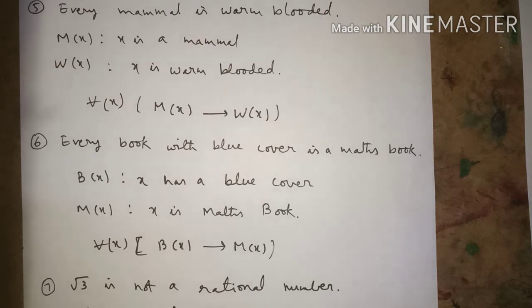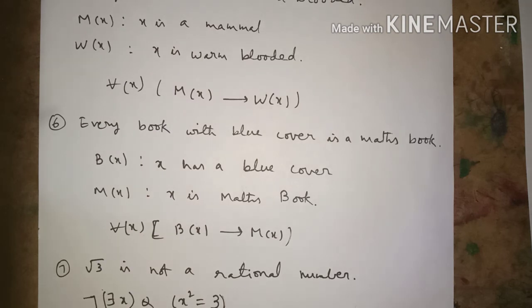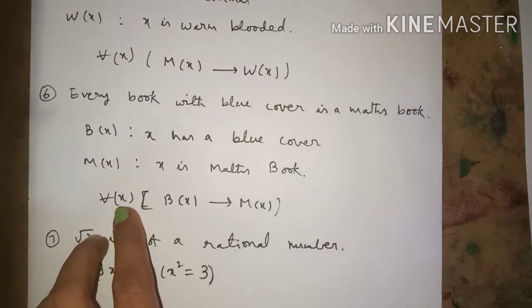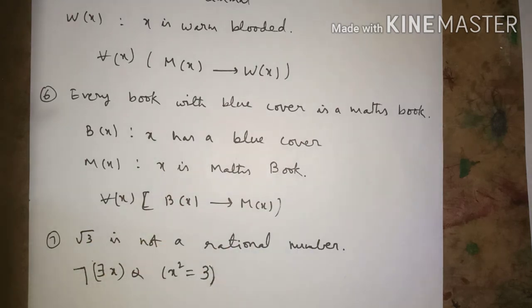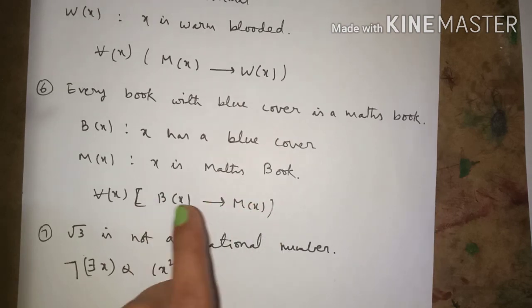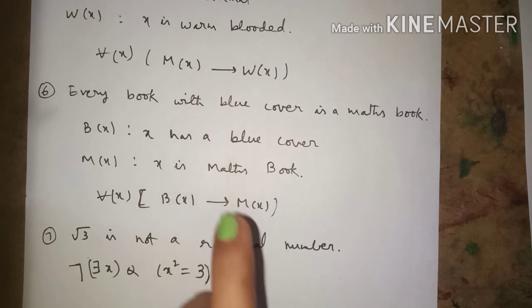The next one: every book with a blue cover is a maths book. B of x means x has a blue cover. M of x means x is a maths book. For all x, if B of x, then M of x. This is a conditional statement: if x has a blue cover, then x is a maths book.